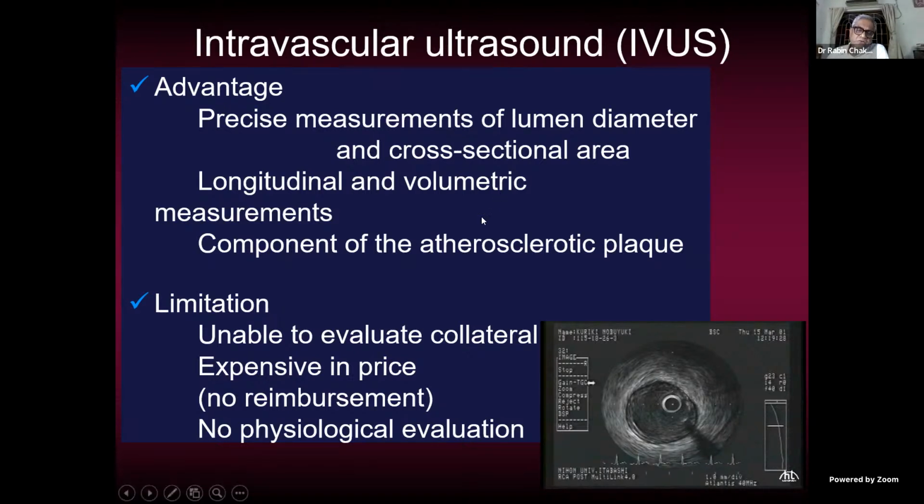Although a new generation is probably hoping to come, where we can also get some physiological information, the accurate physiological information across the lesion and the flow dynamics cannot be accurately ascertained with the help of IVUS. But precise measurement of the lumen diameter, cross-sectional area, longitudinal and volumetric measurements, and components of atherosclerotic plaque can be ascertained. Collateral vessels, of course, are a limitation.